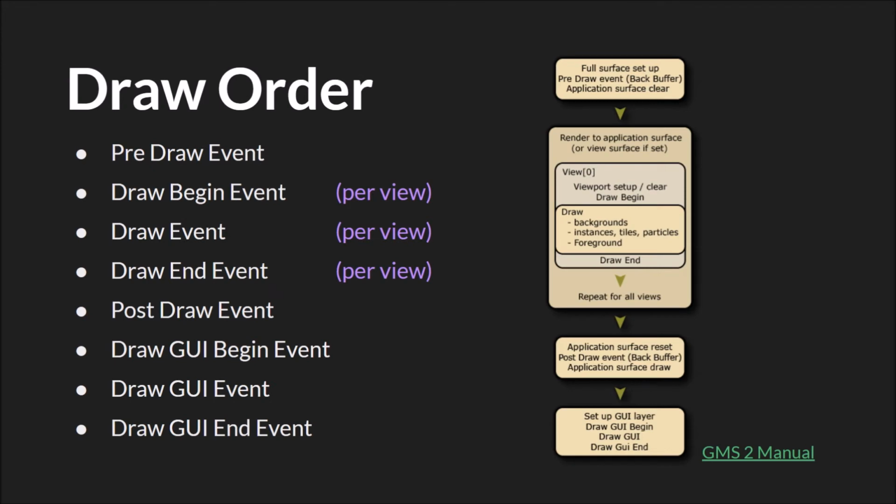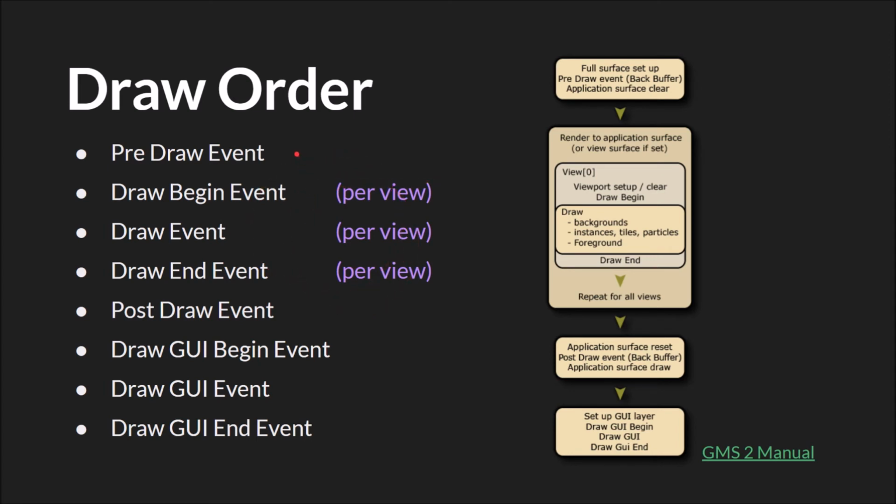Then we have the draw order, which again, the GameMaker Studio 2 manual says is set in stone. I've actually copied this over from the manual. First, we have the pre-draw event up here. Then, and this is very important, for each view, we have the draw begin event, the draw event, and the draw end event. Many games will only use one view, so this will just happen once. But if you were to have multiple views, this would loop for each view.